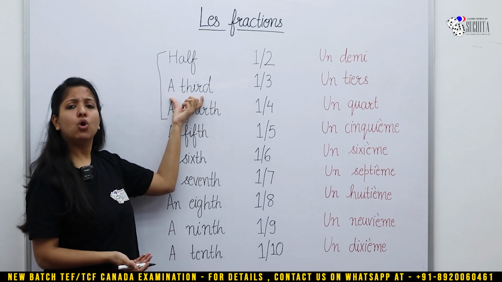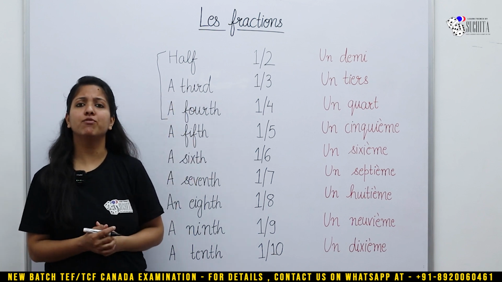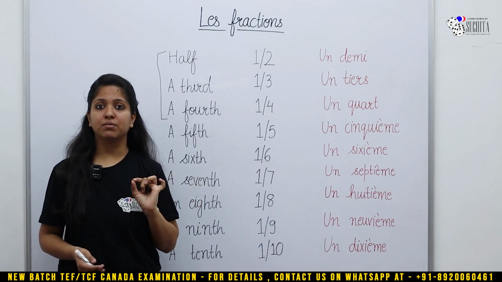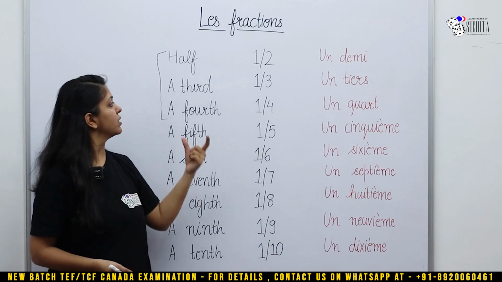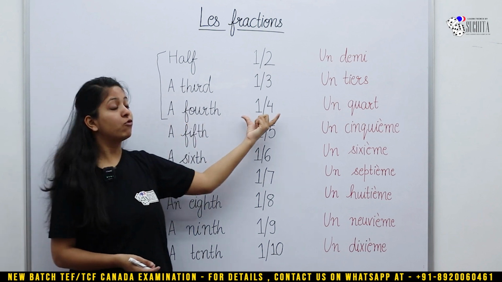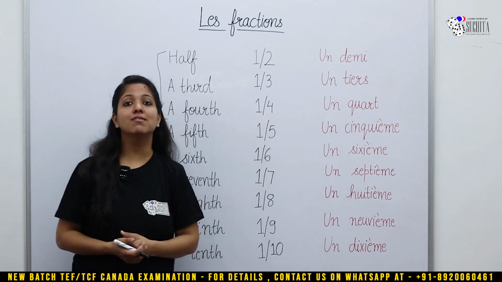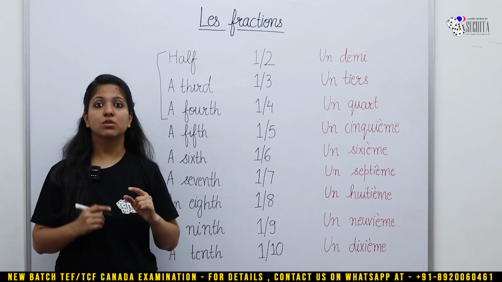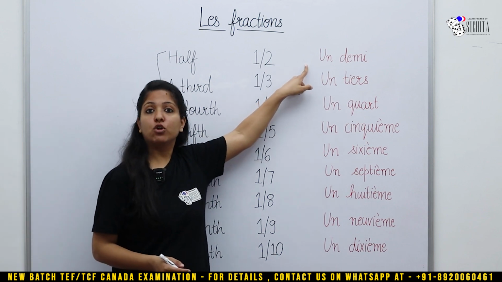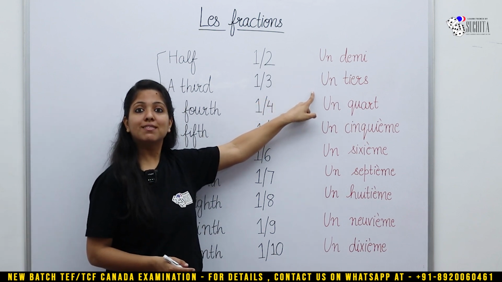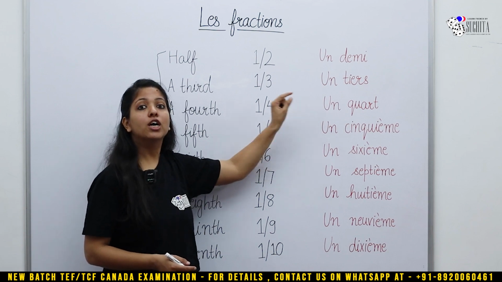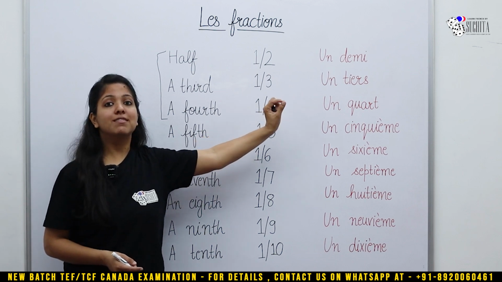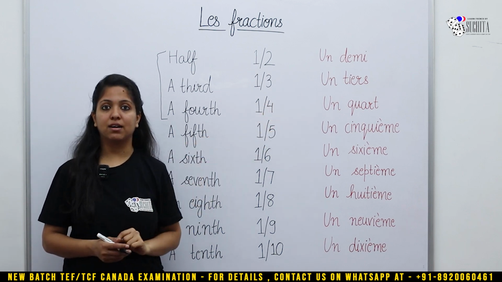Okay. Next, 1/3. That's a third. A third in French is known as un tiers. Un tiers. Next, a fourth. 1/4. That in French is known as un quart. Un quart. Je répète. Un demi. Un tiers. Un quart. You need to learn that. Un demi. Un tiers. Un quart.